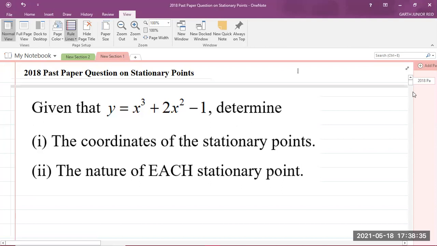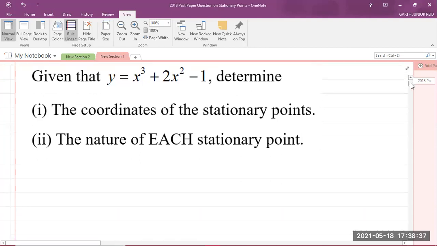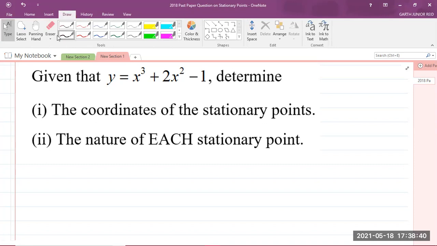So let us look at the solution for part 1. We are to determine the coordinates of the stationary points. Now, what do we know about stationary points? You should recall that stationary points exist whenever the derivative of the function is equal to 0. Remember that stationary points are also called critical points or turning points.